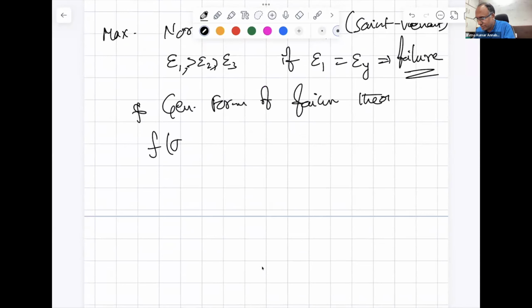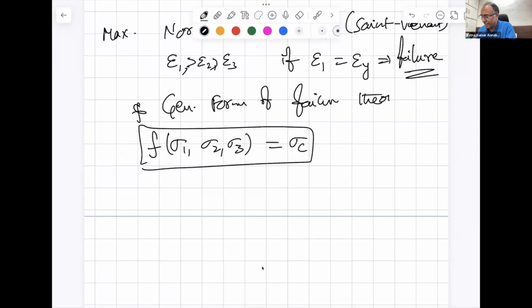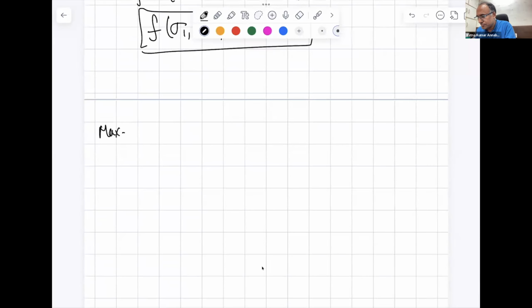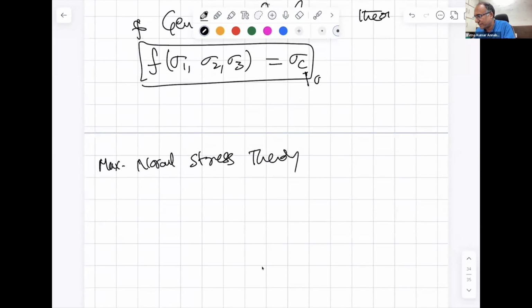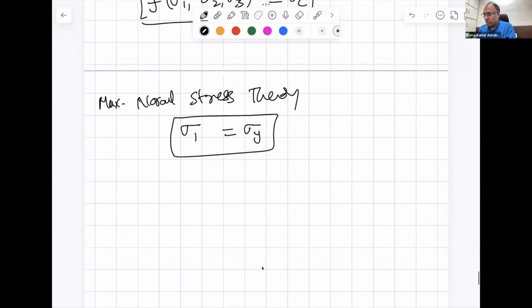So if you remember, I said my general form of a failure theory is a function of sigma 1, sigma 2, sigma 3. I can always write it in terms of principal stresses, equal to sigma c. That is how my failure theory should look. Now, if I look at the maximum normal stress theory, because it is a ductile material, sigma c will be sigma y. So sigma 1 is equal to sigma y is the maximum normal stress theory. Is that okay? And for the maximum normal strain theory, epsilon 1 is equal to epsilon y.